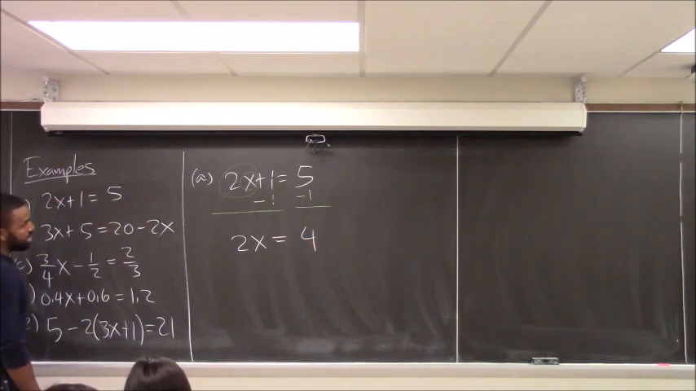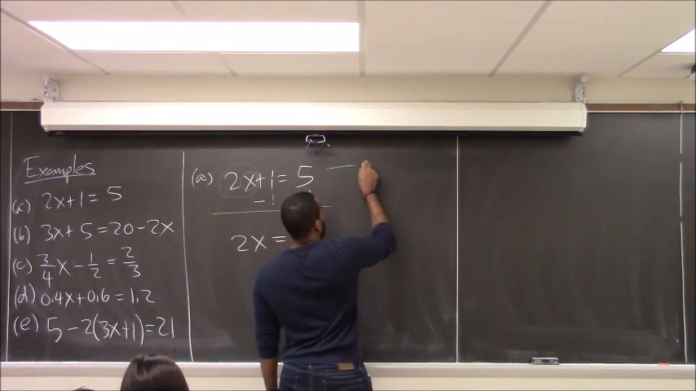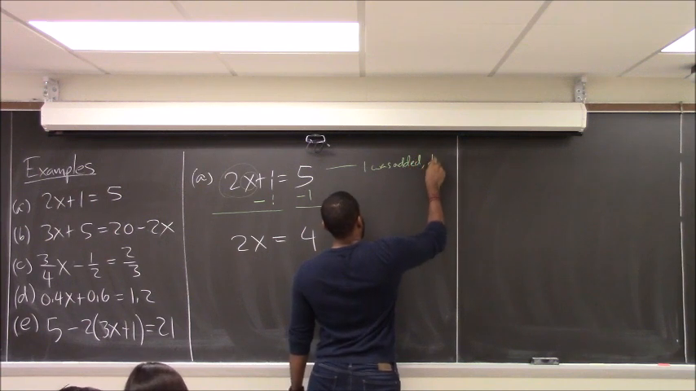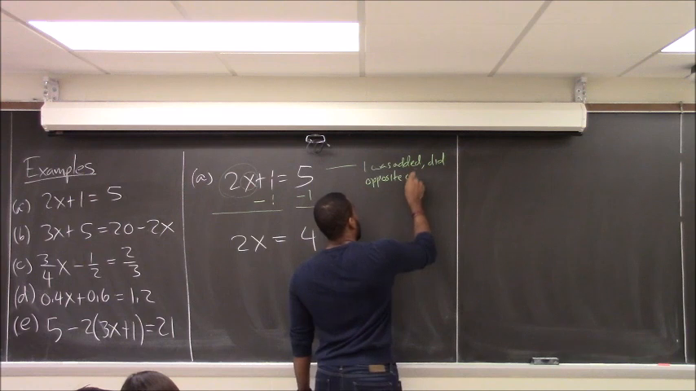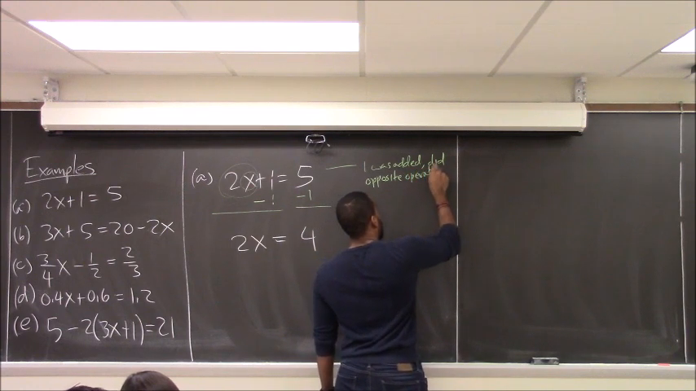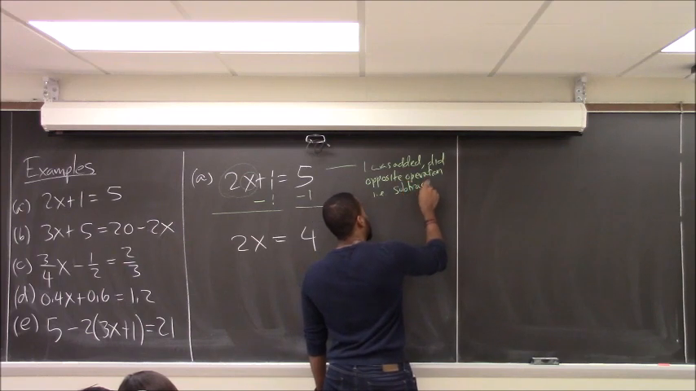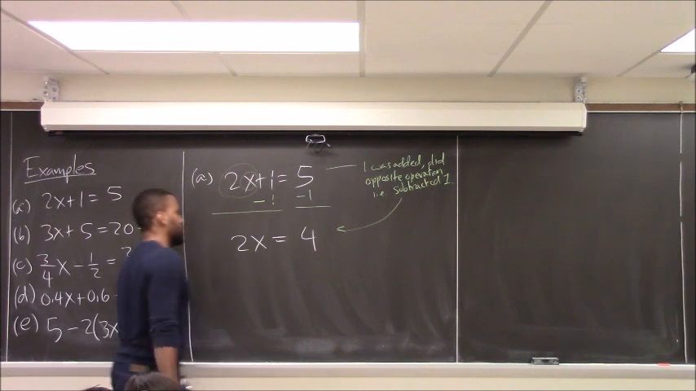So I had an addition, I did the opposite operation. 1 was added, did the opposite operation, i.e. subtracted 1. Right? That brings you to this step over here.